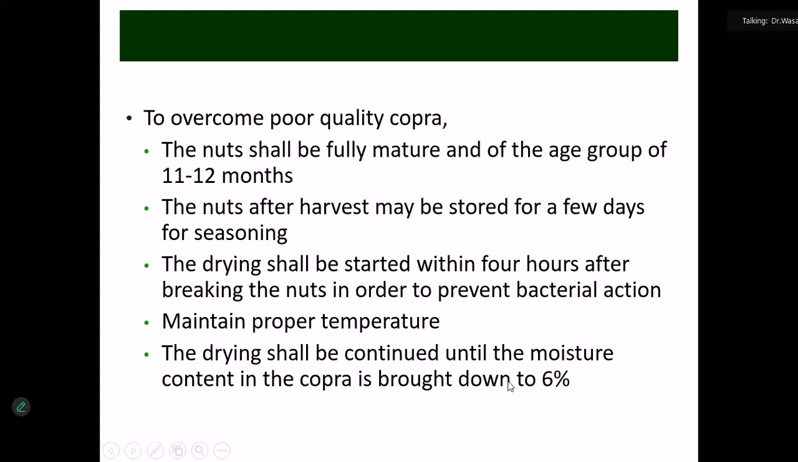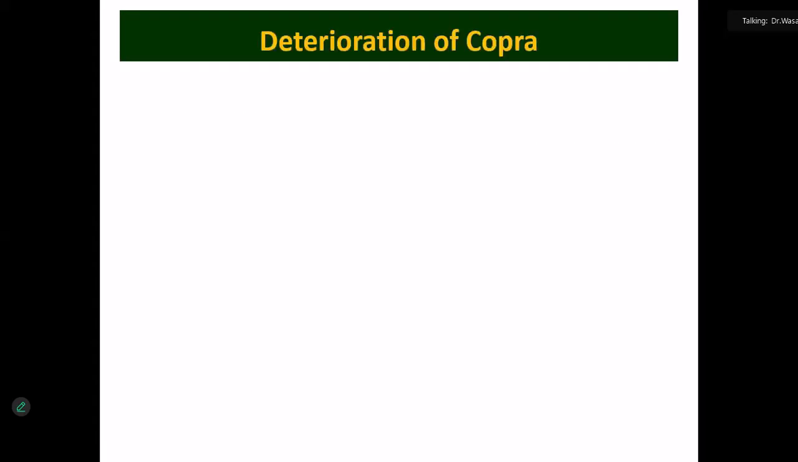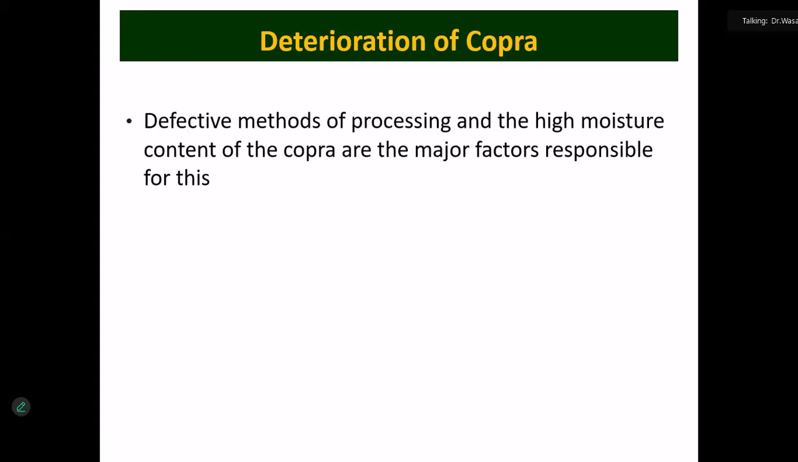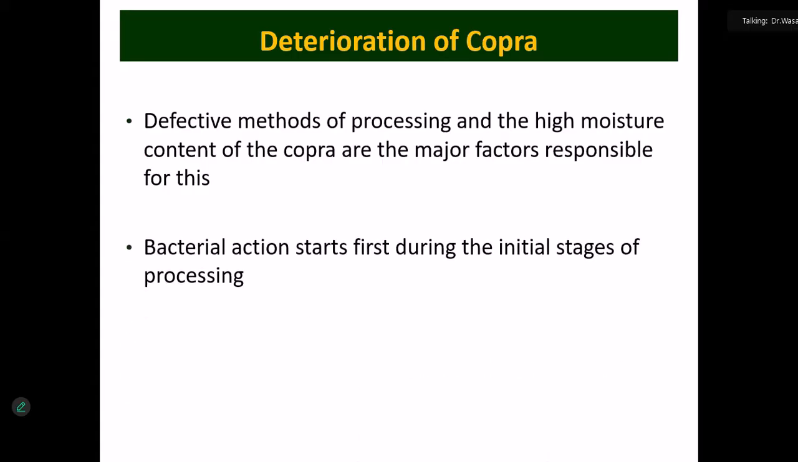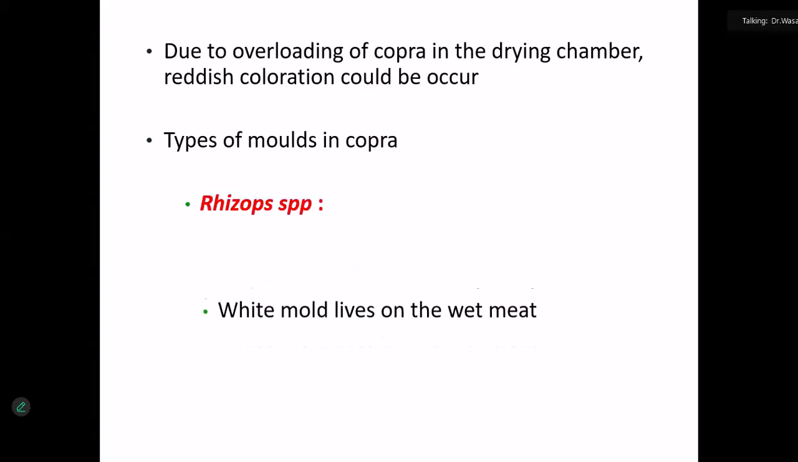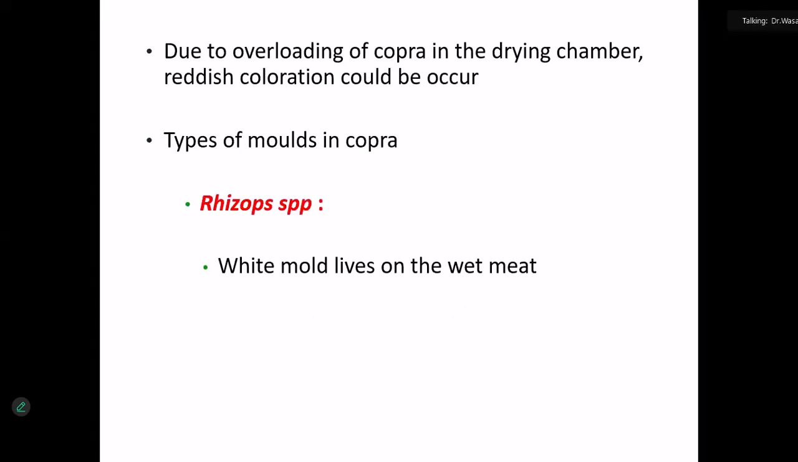And what is the maximum moisture? Copra 6%, while desiccated coconut is 3%. Now, copra deterioration, just like desiccated coconut. What happens here? Fungi and bacteria. Now you can see types of mold in copra. Copra has mold. Mold means fungi.